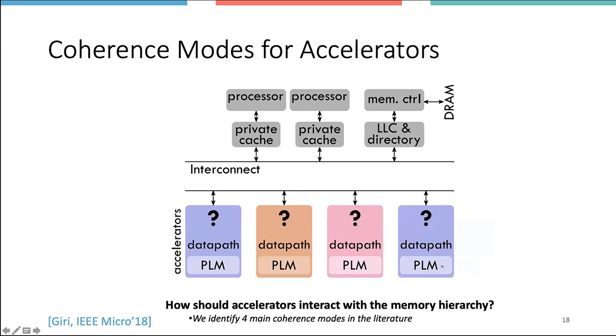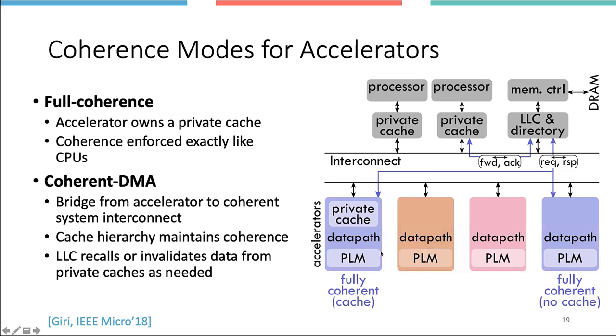So an important question about the integration of hardware accelerators is how should they interact with the memory hierarchy? And throughout the literature, we've identified four main cache coherence modes for accelerators. The first of these is a fully coherent accelerator in which the accelerator owns its own private cache to which it sends memory requests. So the accelerator in this case participates in the system's coherence protocol just like CPUs would.